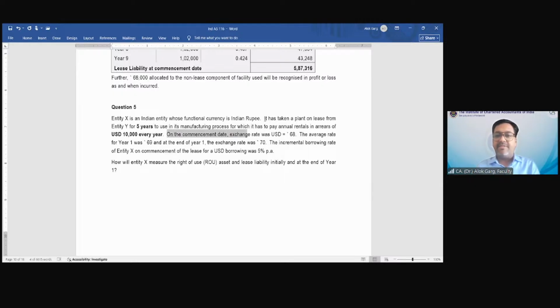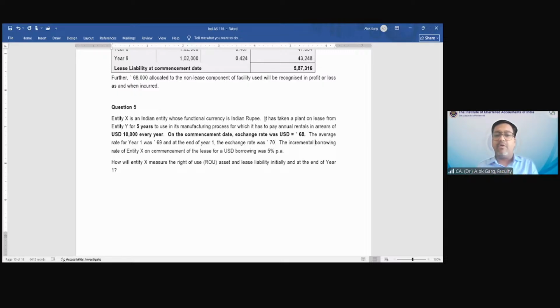On the commencement date, exchange rate was USD 68. So the payment is not in INR, the payment is in the foreign currency, the US dollar. The average rate for the year 1 was 69, and at the end of year 1, the exchange rate was 70. At the end of year 1, exchange rate is given, commencement date exchange rate is given.